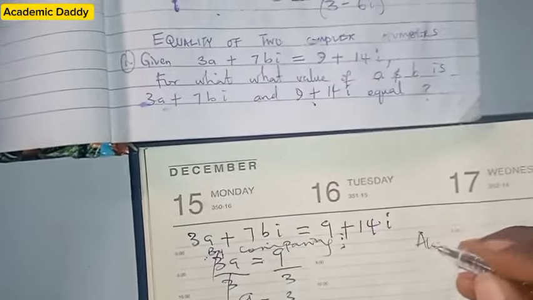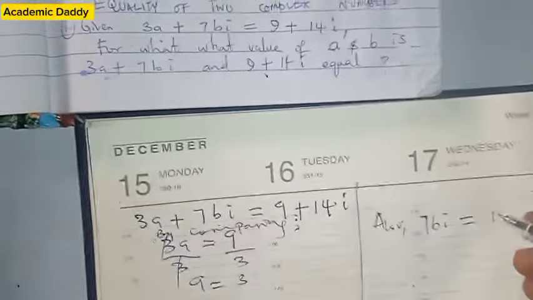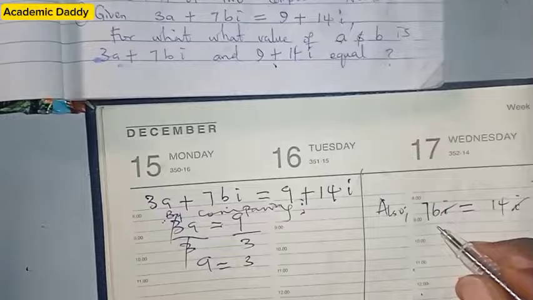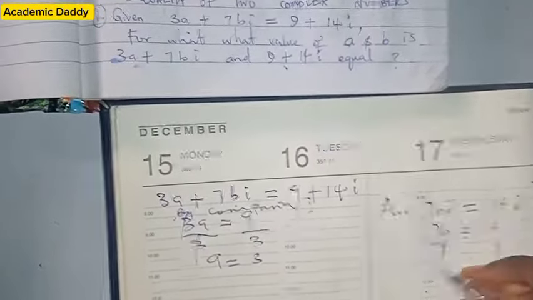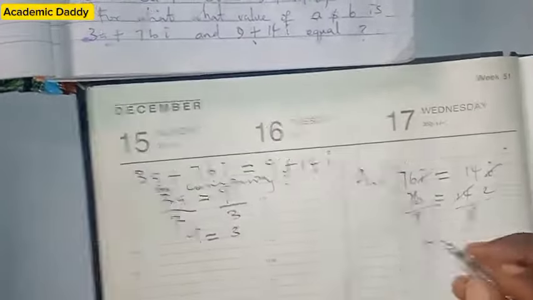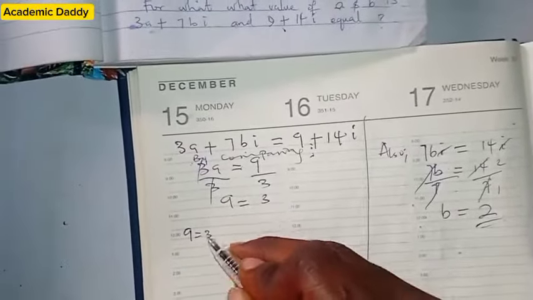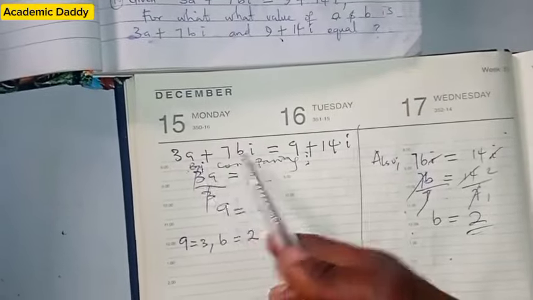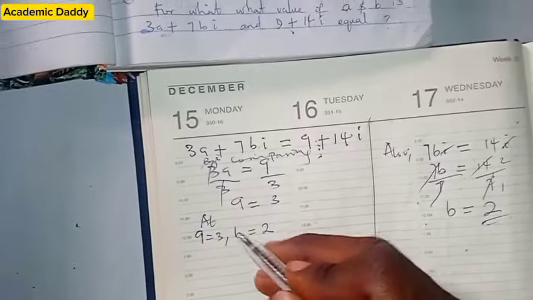Also, 7bi is equal to 14i. So making b the subject of the formula, I have i here, the two can cancel. So I have 7b is equal to 14. So divide both sides by 7. 7 will cancel this, 7 here 1, 7 here 2. So b is equal to 2. Are you seeing it? So the values a equals 3 and b equals 2 are the values for which the left hand side will be equal to the right hand side. So that's your answer. So let's move to the next question.